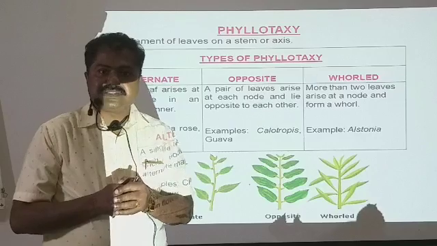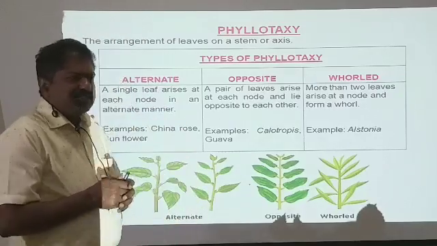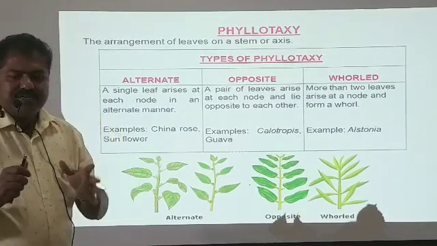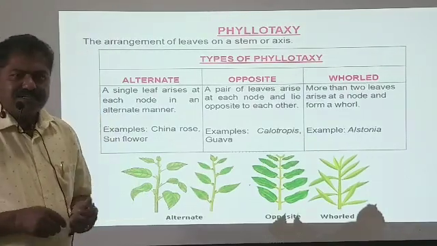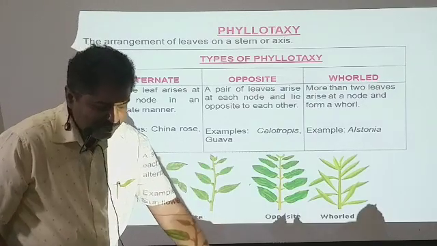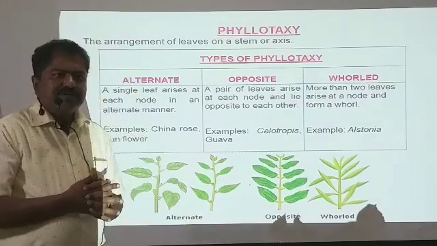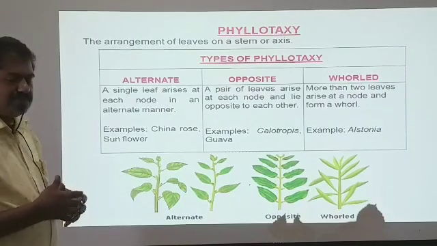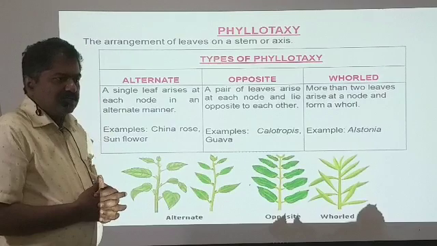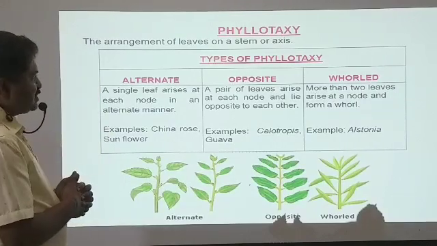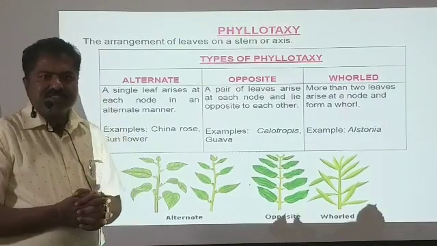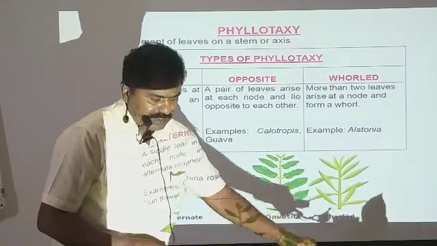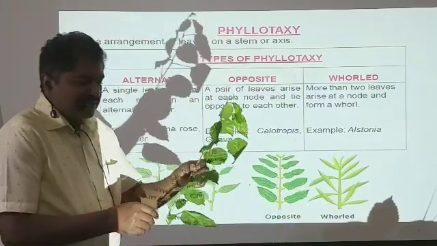What is meant by phyllotaxy? The phyllotaxy is nothing but the arrangement of the leaves on the stem. Arrangement of the leaves on the stem is called the phyllotaxy. Based on the arrangement of the leaves on the stem region, they are classified into three types of phyllotaxy: alternate, opposite, and whorled. With the help of the twig, I would like to explain.